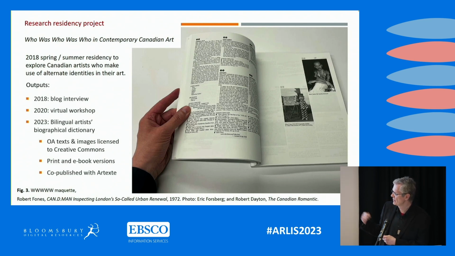Here we have a picture of the maquette, which was a work in progress. On the left-hand side, we can see entries either for the artists or for their alternate identities. On the facing page, we have two examples. One is by an artist named Robert Fones, and a mascot alternate identity he created for himself in the 1970s called Candyman. Candyman is inspecting London's so-called urban renewal, and this dates from 1972. It's actually London, Ontario. At the top of the page is the artist Robert Dayton, who took a self-portrait as his character, the Canadian Romantic. So that gives you an idea of what the publication is like.